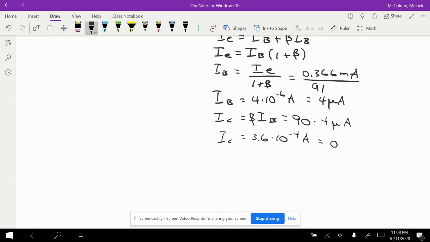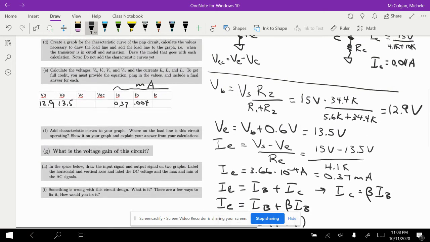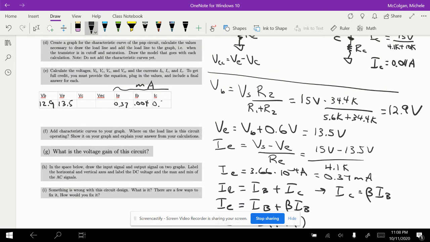amps, which is equal to 0.36 milliamps. And just for a quick check, we can see that IC is just a little bit less than IE, so that makes sense. Okay, so now what do we do?